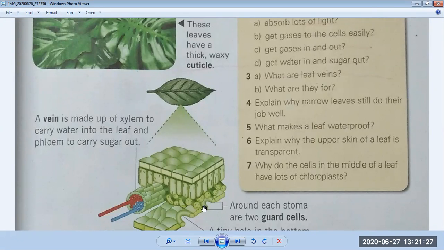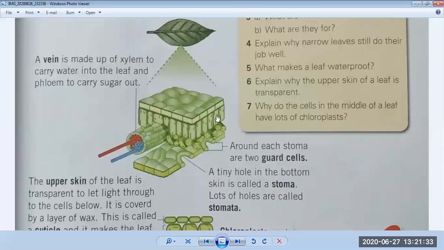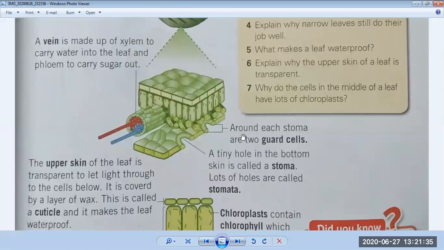Now you will see, in the diagram, a tiny hole in the bottom skin. This is called a stoma. When many of these are combined, they are called stomata in the body of a plant. And this is the upper skin of the leaf.